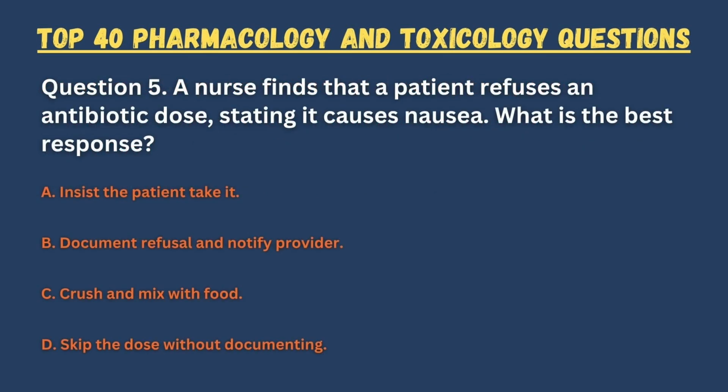Question 5. A nurse finds that a patient refuses an antibiotic dose, stating it causes nausea. What is the best response? A. Insist the patient take it. B. Document refusal and notify provider. C. Crush and mix with food. D. Skip the dose without documenting.